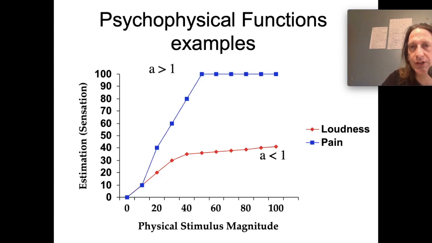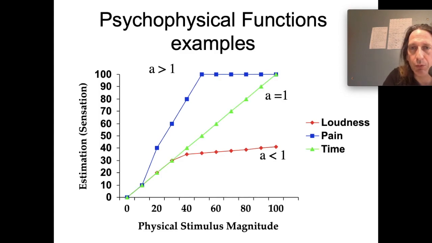Let's look at an opposite example. This time I'm going to give you pain. I'm going to give you an electric shock. And for this, A will be larger than 1. And what this means is that for every little increase in the electric shock, your perception of the pain is going to go up massively. So this is the opposite of the example with loudness.